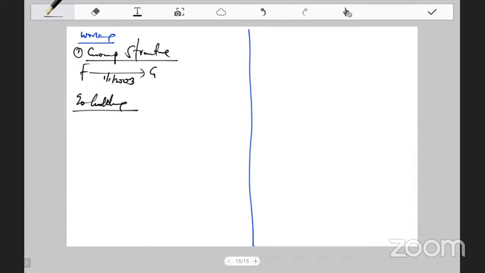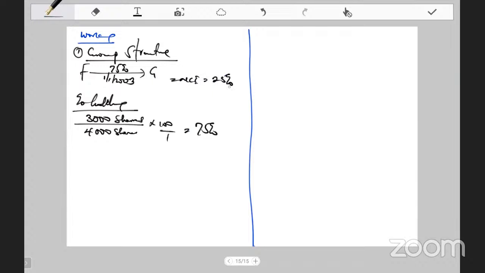And how many units were acquired? 3,000. Out of how many units of Gabon? 4,000. So times 100 over 1. So what percentage is owned? 75. So the NCI will have how many percent? 25. No thinking is required. Note 2.